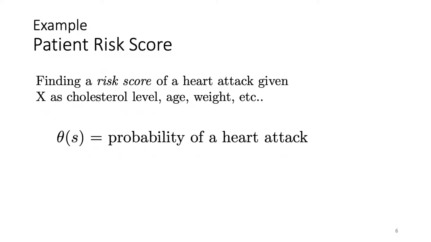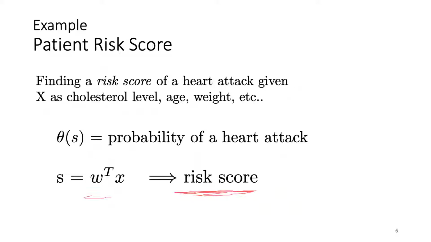So now we can define, if you want to calculate the risk score of a heart attack given those features, our theta of s would be the probability of a heart attack, right? This makes much more sense than just defining whether the patient will have a heart attack or will not. We're going to say, like, 80% chance he might have. So the output of s would define a risk score, right? This is the way we can use it. Is it clear? Okay.